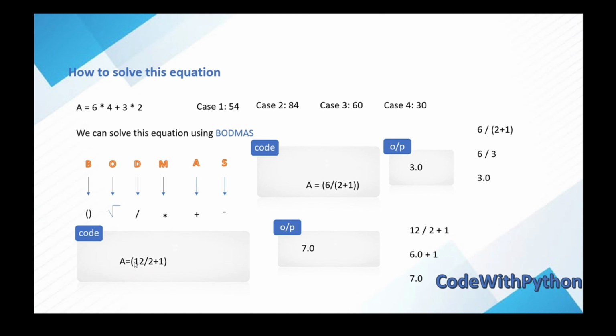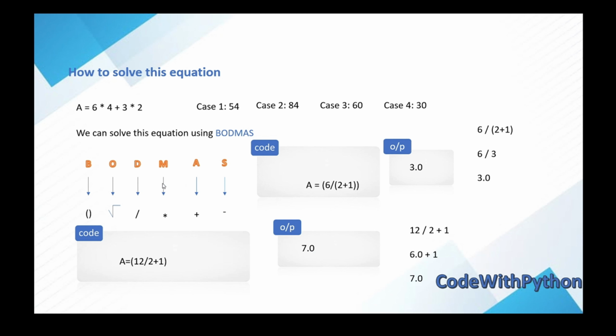Next, we have taken a is equal to 12 divided by 2 plus 1. Here we don't have any bracket, right? We have to follow BODMAS. Bracket, there is no bracket. Order, no order. So next, division. We have a division. 12 divided by 2 is 6.0, plus 1.